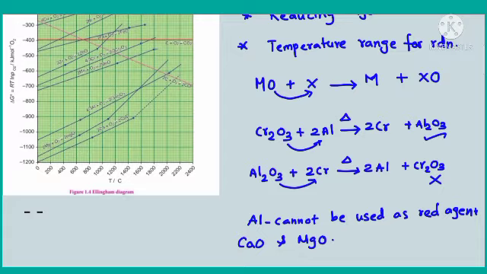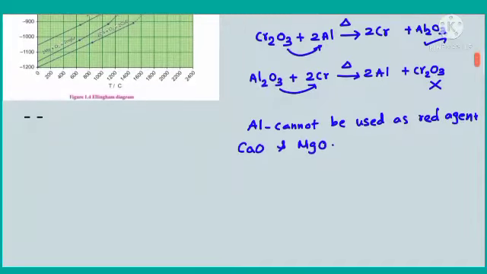Okay, there is one important application: selection of reducing agent for reducing metal oxides. From this you can understand that aluminum is a very good reducing agent for chromium oxide, because it is lying below chromium oxide, isn't it? But it is not a reducing agent for magnesium oxide and calcium oxide, because magnesium and calcium oxides are lying below the aluminum oxide formation curve. Okay, right. Now there is a question based on the Ellingham diagram.